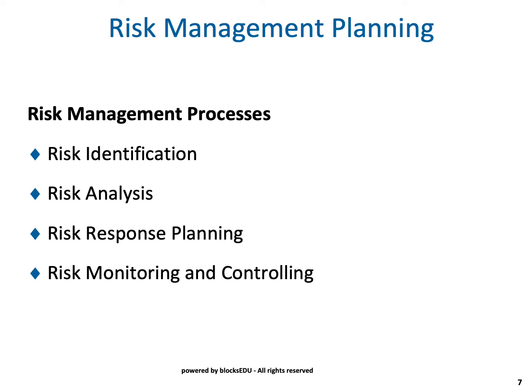There are 4 steps in risk management planning. We call this the 4 steps of risk management, the process. First of all, you identify your risk. You must analyze your risk. You must come up with a plan for that risk. And then lastly, you must have some sort of mechanism of how you monitor and control the risk so that you will know when a risk is actually going to occur.